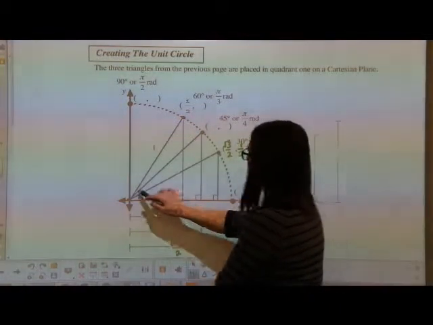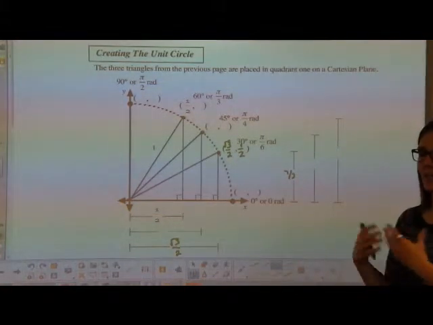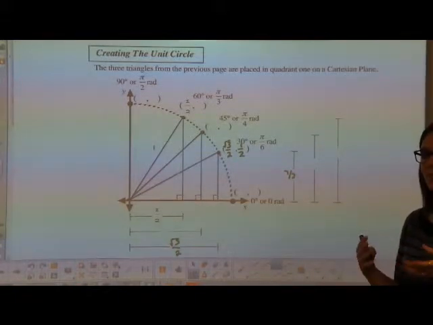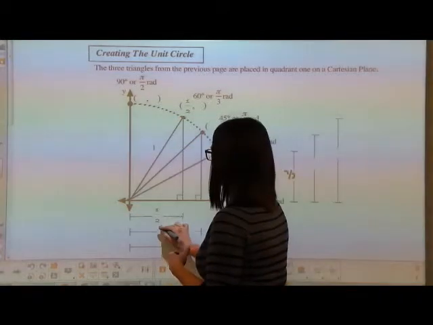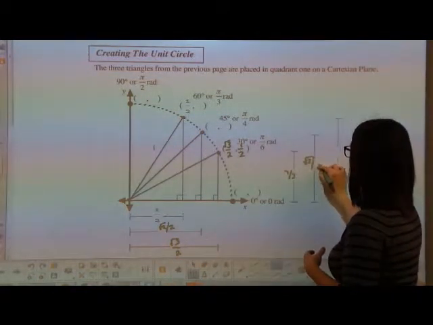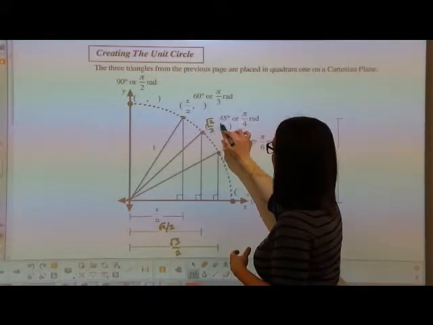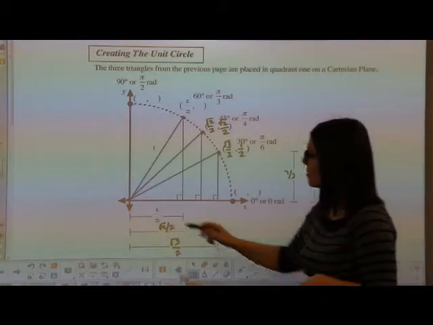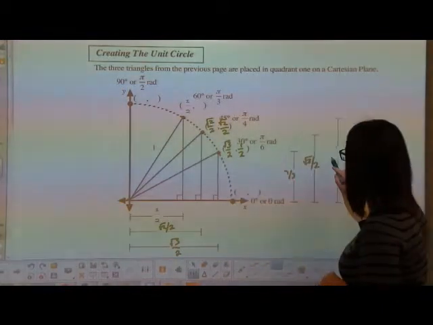If I take my second triangle, which was the 45, that was the one that we said was isosceles, so when we solved it, we took the hypotenuse, we divided it in half, and then we took the square root, and we ended up with root 2 over 2. And the x and the y's were the same. So this point here is root 2 over 2 and root 2 over 2. And then in my 60-degree angle, this measurement here was 1/2, and the height was now root 3 over 2.